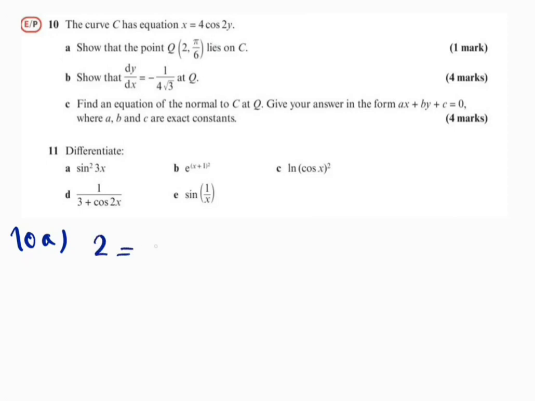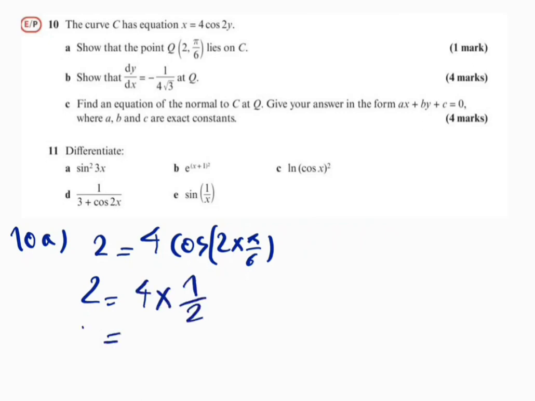So we have 2 is equal to 4 cos 2 times pi by 6. 2 times pi by 6 is pi by 3, which is 60 degrees, and cos pi by 3, or cos 60, is a half, which means we will have 4 times a half, which is equal to 2. So this point lies on C. That's part A. Part B.